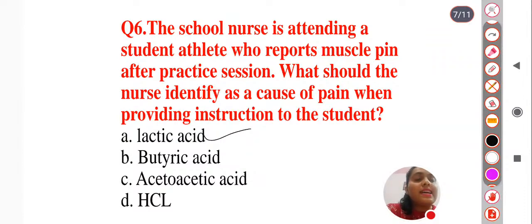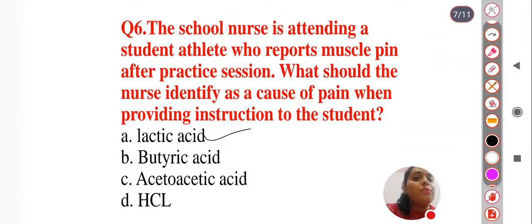So why does this lactic acid accumulate? When the energy is required for the athlete, oxygen is required to convert glucose into energy, right? So anaerobic conditions will be there. In the anaerobic condition, lactic acid will be produced and it will accumulate in the muscles and cause pain, right, Kritika Rajta? This is correct. So lactic acid is the main cause of pain while doing the practice session by that athlete.